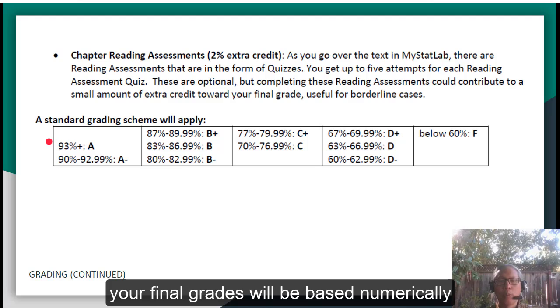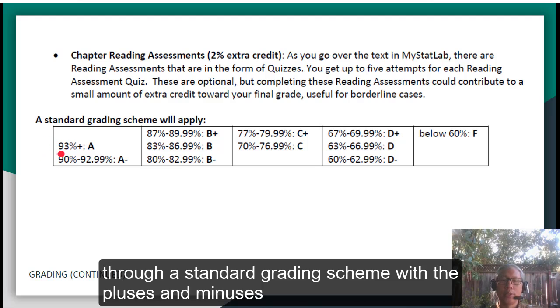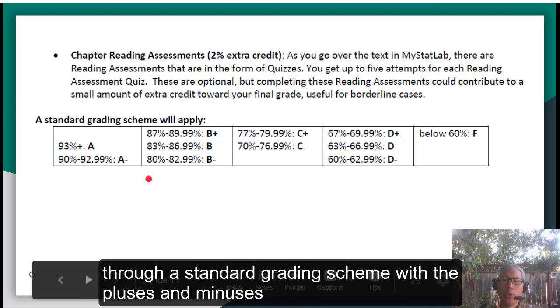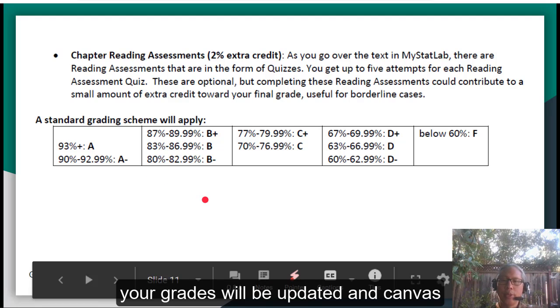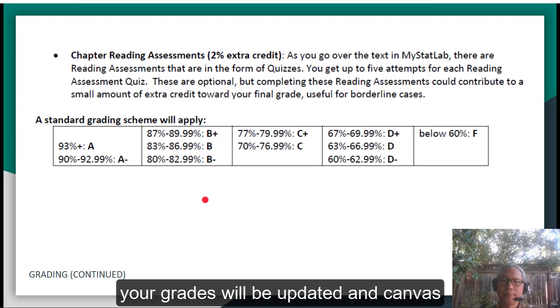Your final grades will be based numerically through a standard grading scheme with the pluses and minuses. Your grades will be updated in Canvas.